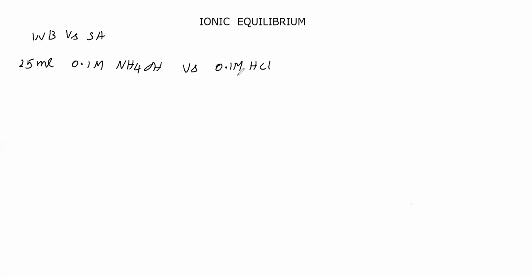Now we will do the titration. We will take HCl in the burette. Therefore, we will add here volume of HCl added, and here pH of solution we will take. Now volume of HCl added is 0 ml.